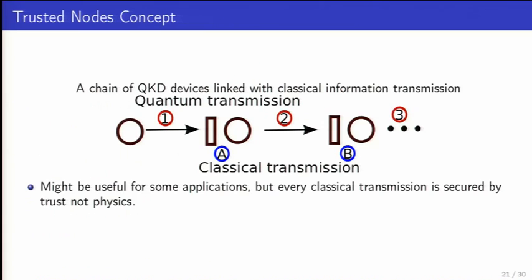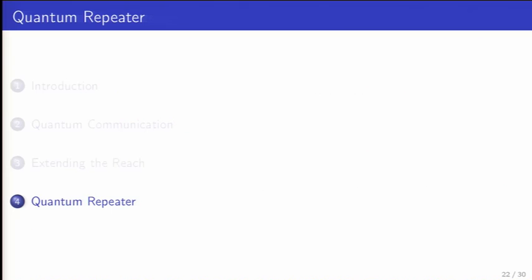One possibility is the trusted node concept. Here you combine quantum transmission, like here in 1, 2, and 3, with classical transmissions like A and B. The problem is obvious: you need to trust the persons or the machines or whatever works at this place where the classical transmission takes place. It relies on trust that we also already had before, although this might be an interesting test case for some things. Instead, you would like to reach the quantum repeater.